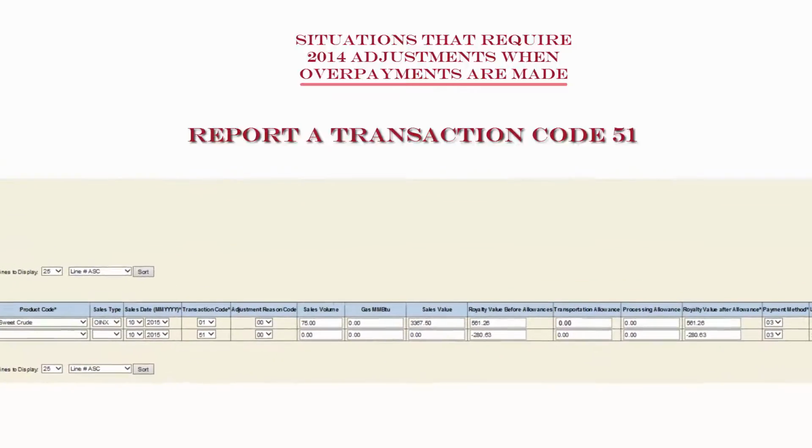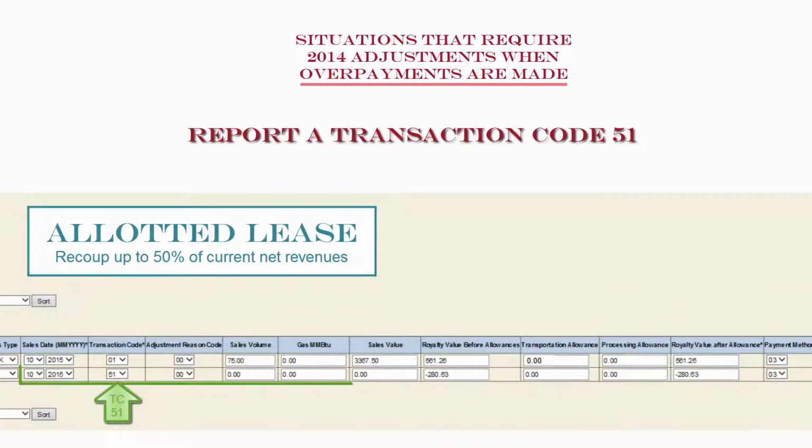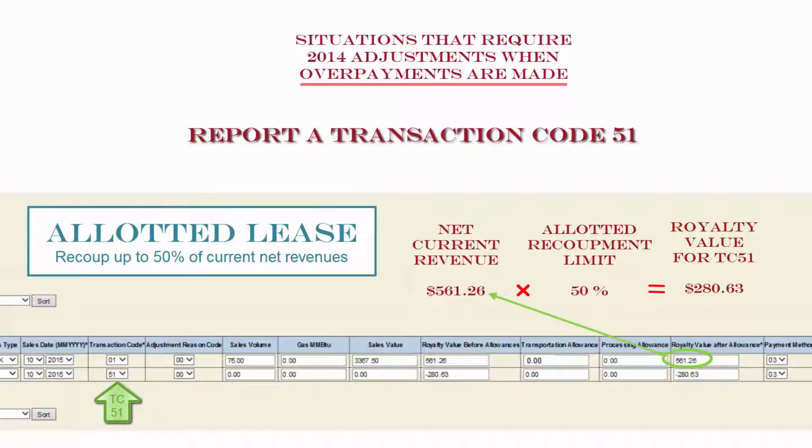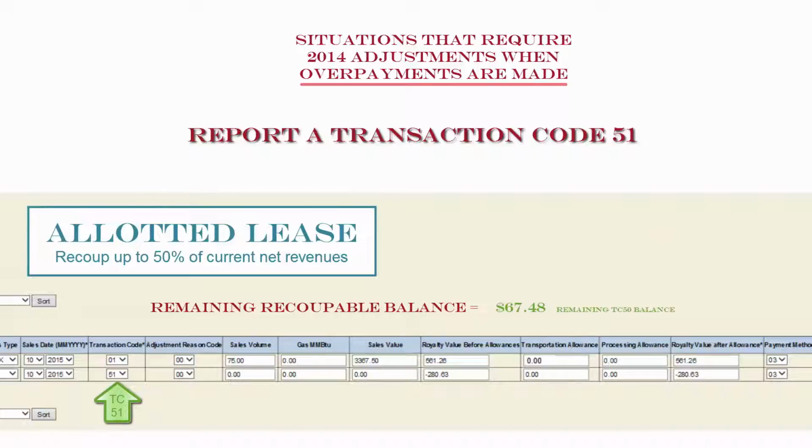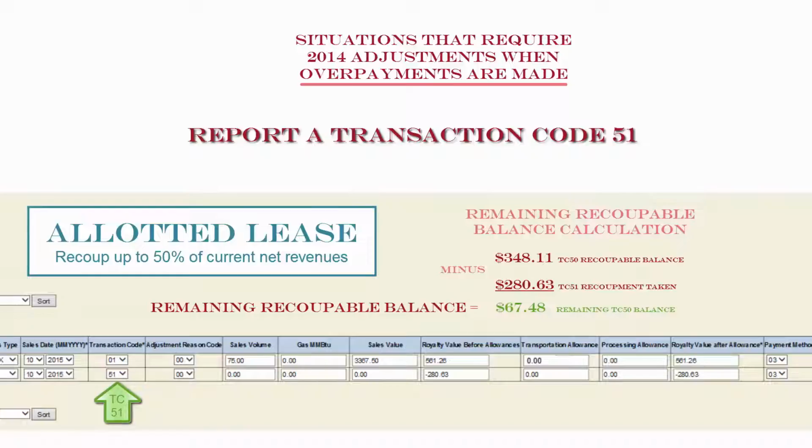Applying the 50% limitation, your TC51 will be negative $280.63, or half of the net current revenue of $561.26. The remaining recoupable balance of $67.48 will remain available for recoupment in future reports.